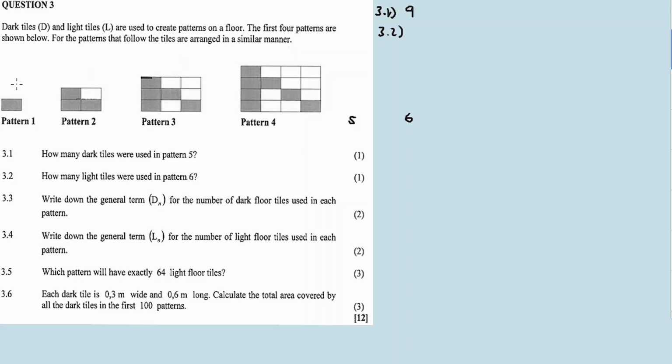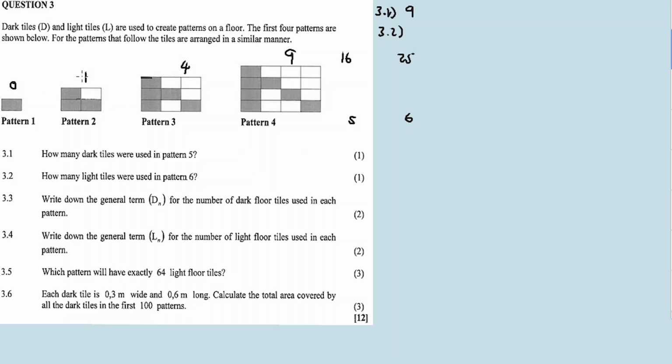In pattern number 1, we have 0 light tiles. Pattern number 2 has 1, number 3 has 2, then 4. Here pattern number 3 has 3, 6, 9. Pattern number 5 has 16. How do I know that it's 16? I will explain now. And then pattern number 6 has 25.